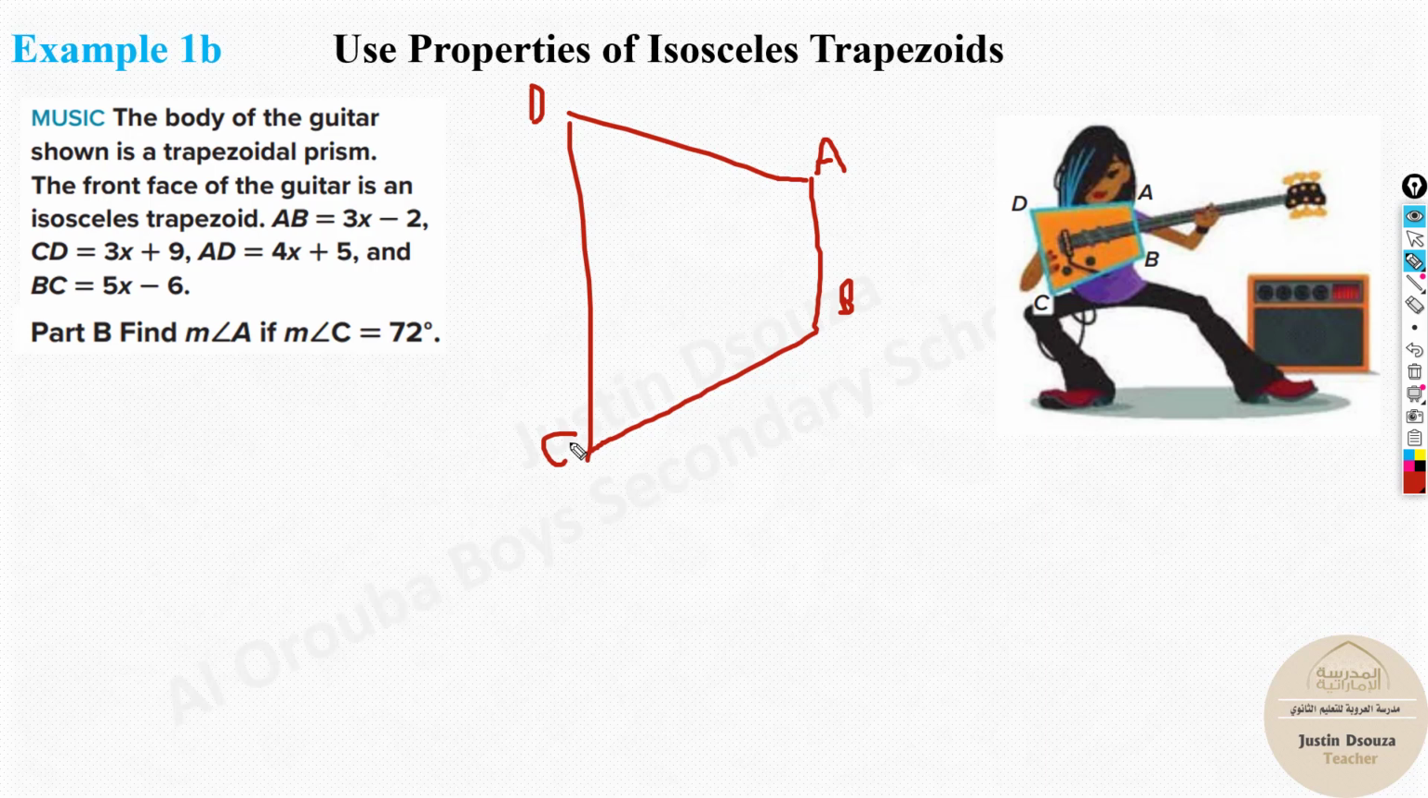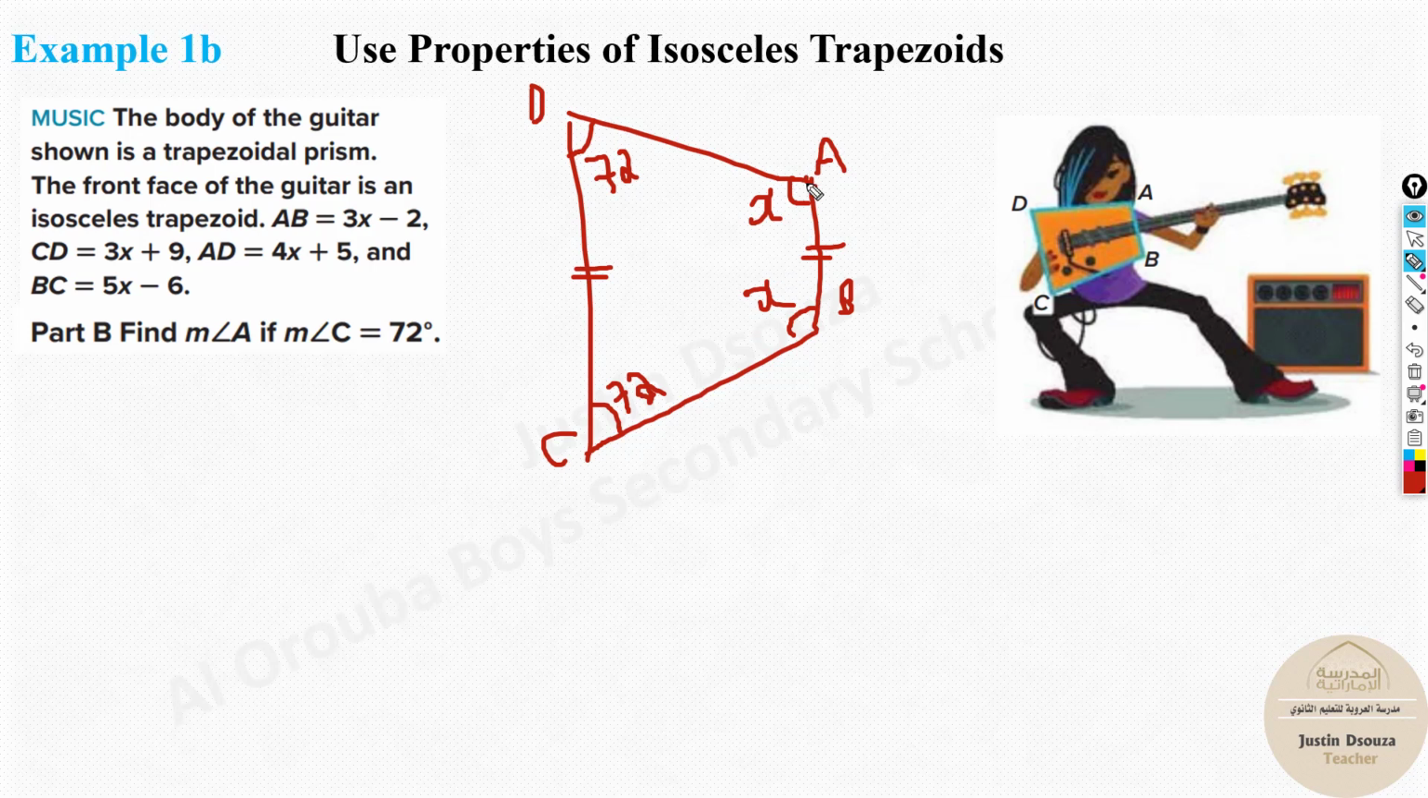Now here C is given as 72. Since it's an isosceles trapezoid, what happens to the other side? This is also 72. It won't change. Now we need to find A, which I do not know. Let me take it as x, an unknown value. If that is x, even B is x. Why? These two are parallel to each other, that means the base angles are equal.